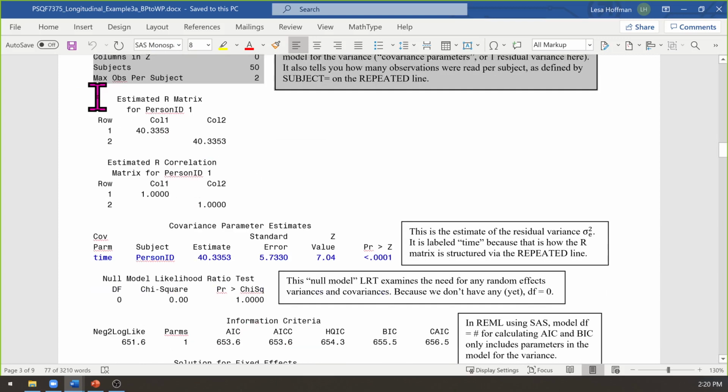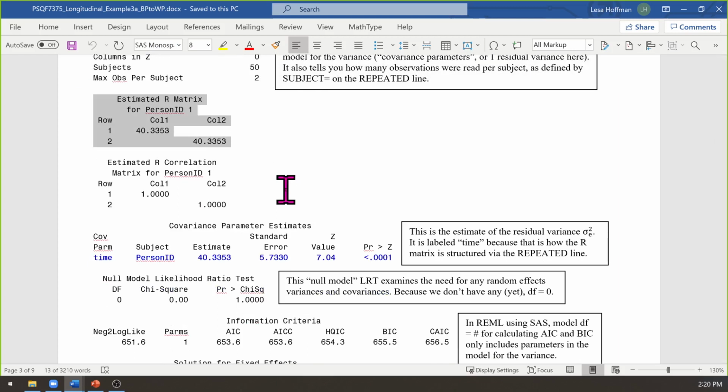This thing right here is what's called an R matrix. This is the model predicted variance and covariance at each occasion. What this model says is that at pretest, the variance of this outcome is about 40, and it is exactly the same variance that is predicted at post-test. So this is what the model says should happen. Where we're eventually going to go with this, by the way, is to compare what the model says should happen to what actually happened in the data.